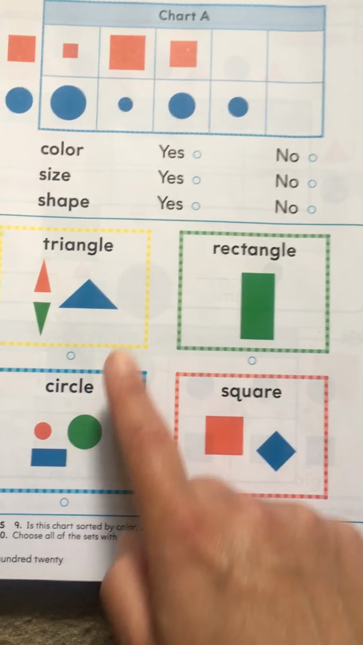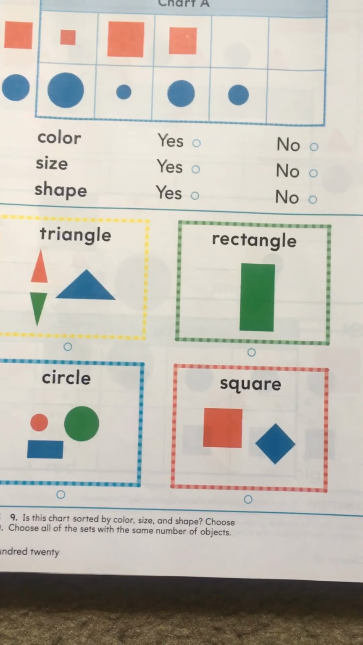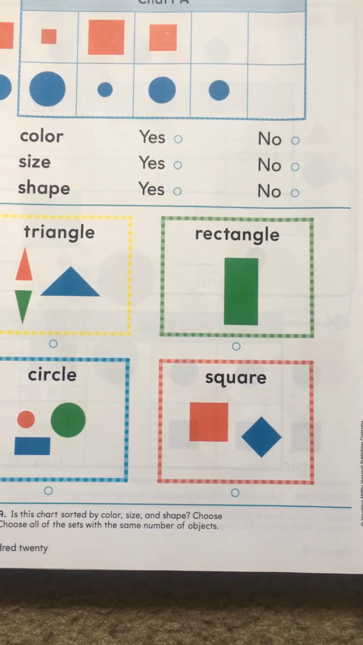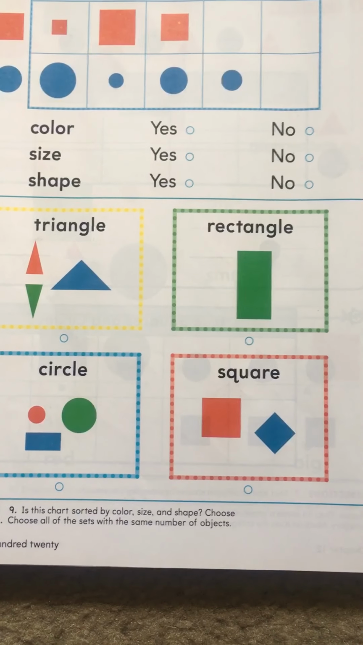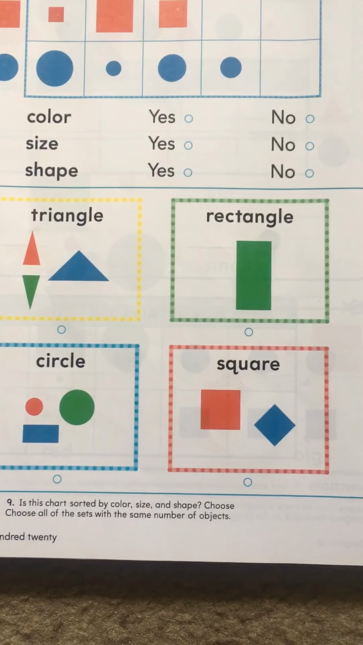But remember, you're looking for the categories that have sets with the same number of objects. So make sure they have the same objects in them.